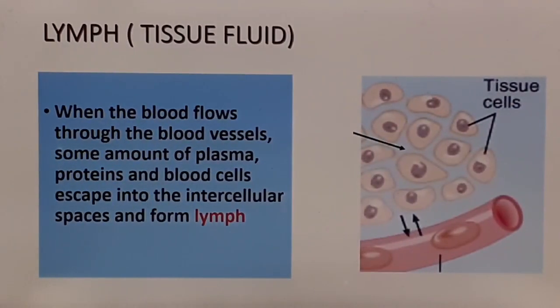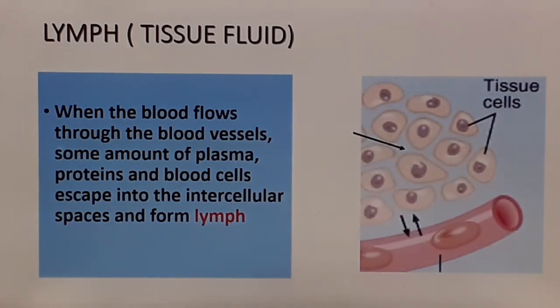Now we have discussed the role of blood as a transportation system. Blood transports different materials from one place to another. Another transportation system in the human body is lymph. When the blood flows through the blood vessels, some amount of plasma, proteins and blood cells escape into the intercellular spaces and form the lymph.